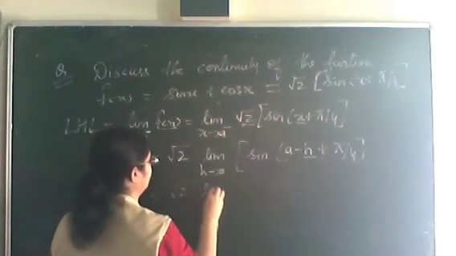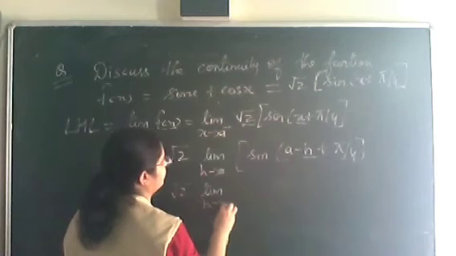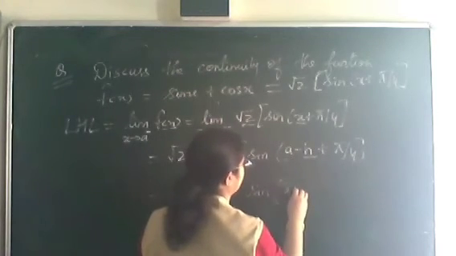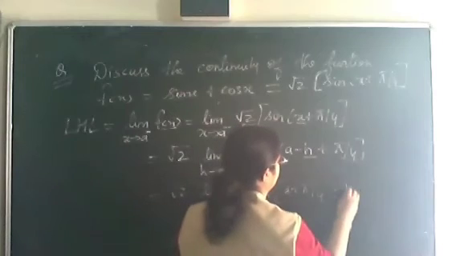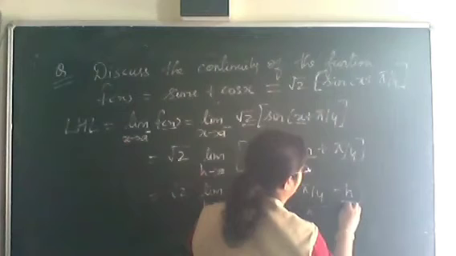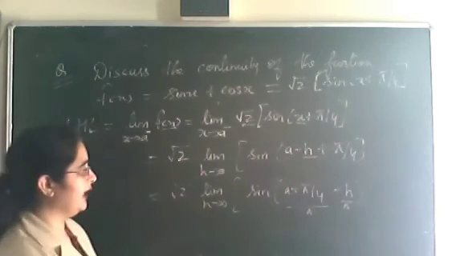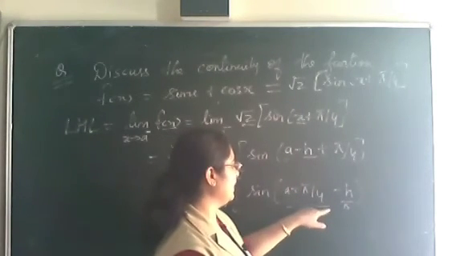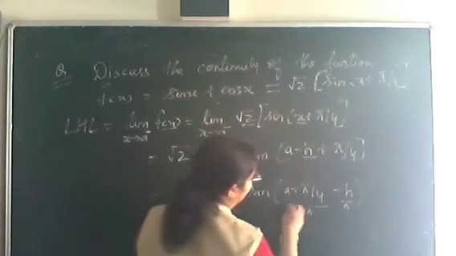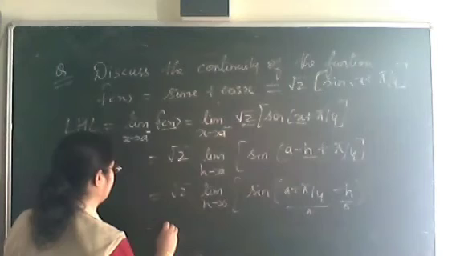Root 2 times limit h tending to 0 sine, we can write it as a plus pi by 4 minus h. Clear? Now this can be taken as a and this can be taken as b. A plus pi by 4 can be taken as a and minus this h can be taken as b. So the formula will be sine of a minus b. What is sine of a minus b?